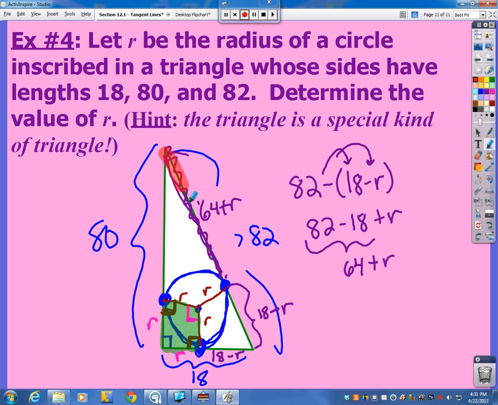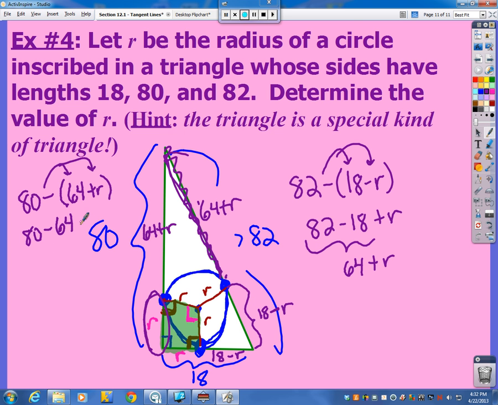Party hat theorem kicks in again. It says this piece and this piece are the same. So if this is 64 plus r, so is that. Now what we want to do is we know this piece is r, but we can also talk about what this piece is when we have 80 minus whatever 64 plus r is. So again, distribute the minus sign. We got 80 minus 64 minus r. Well, 80 minus 64 is 16 minus r.